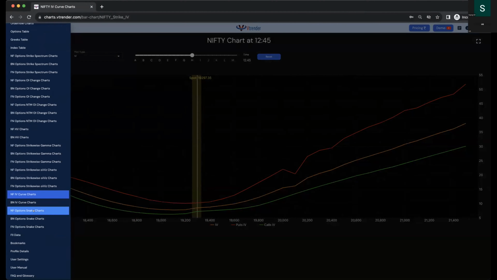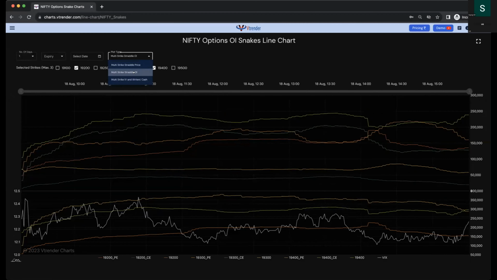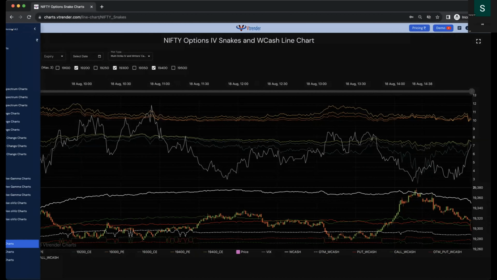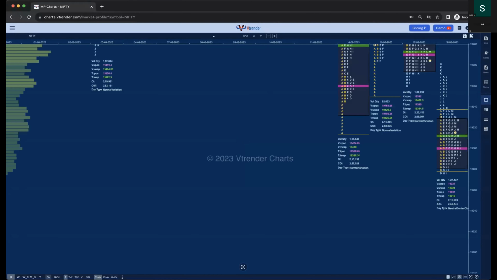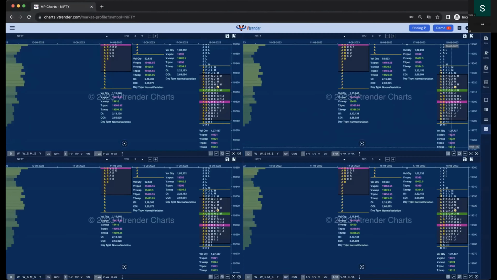Then we have different types of snake charts as well. We have straddle snakes, we have IV snakes. So these are the specific features. Again, just not to forget, we have a multi-window view where you can see all these charts on a single screen also.